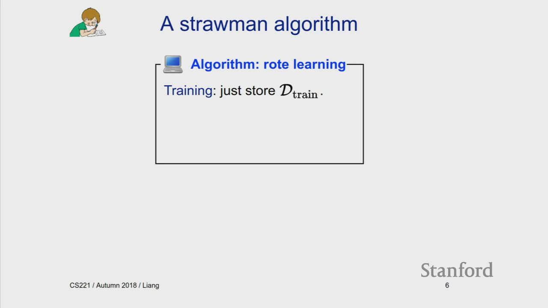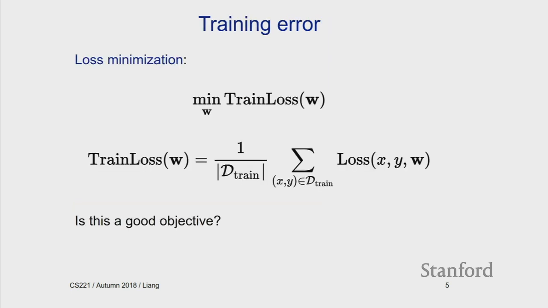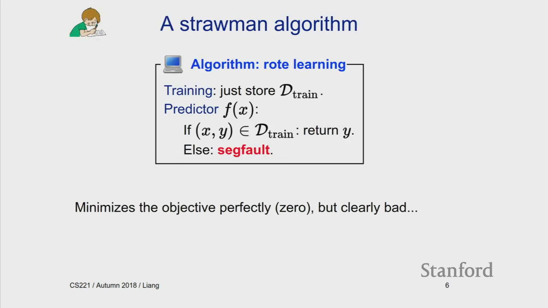If you want to be a pain in the butt, you can give this as a counterexample for why this might not be such a good idea. So here's an algorithm. At training time, you just store all your training examples. And at test time, your predictor is as follows. If you're given an input x, and you notice that this input shows up in your training examples verbatim with a particular y, you just return that value. And otherwise, you just segfault. Okay? So this predictor actually minimizes the training error perfectly. But it's clearly bad, right, based on the laughter. So this is kind of ridiculous, which means that this can't be our true objective function.